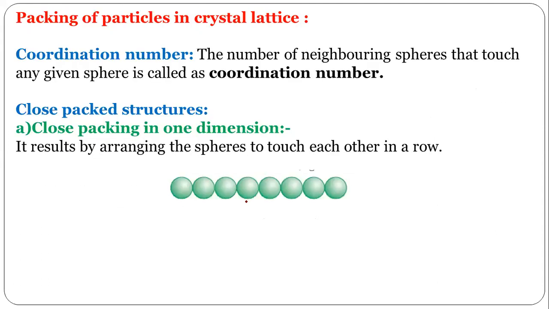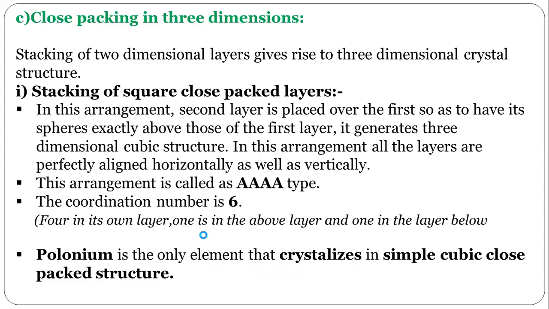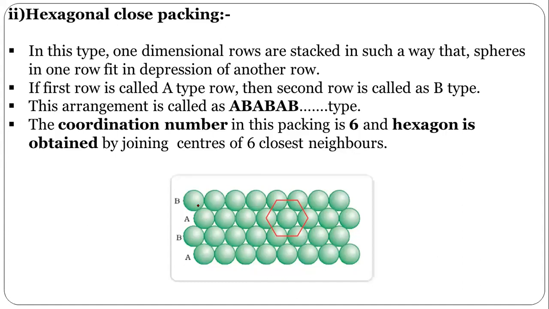This is AA type of arrangement. This is AB type of arrangement. AB, again AB, again AB. So this is a hexagonal close pack structure, and the coordination number is 6. Why the coordination number 6? Because each sphere is in contact with another 6 spheres.